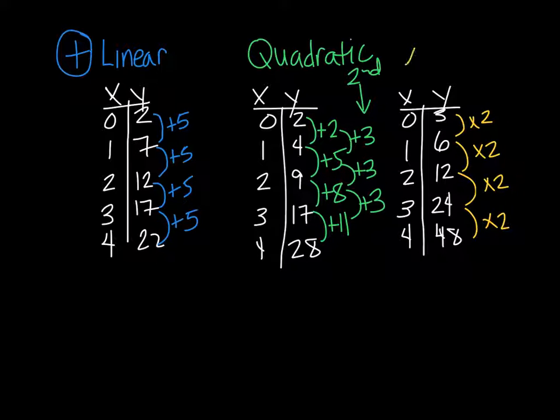And so if you're multiplying over and over again by the exact same number, then what we call this is exponential. I totally spelled that wrong. Exponential. Okay. So those are the three functions that we're focusing on here.